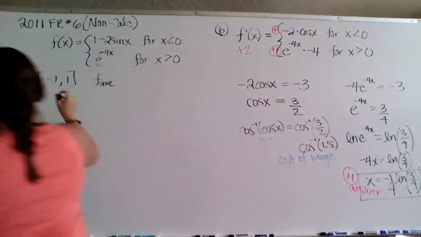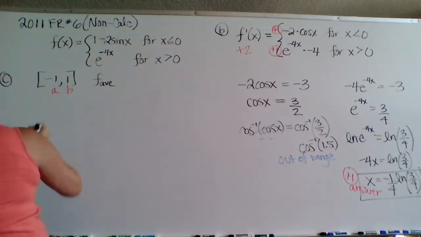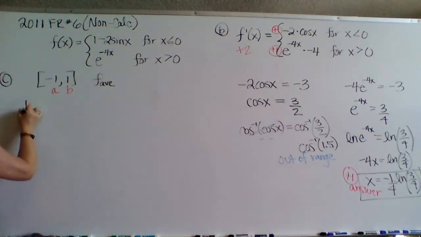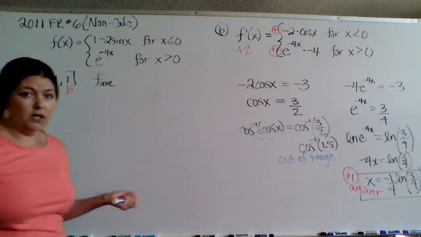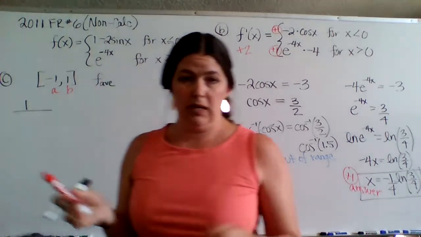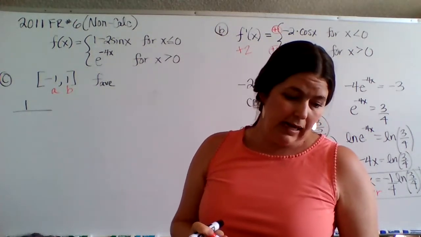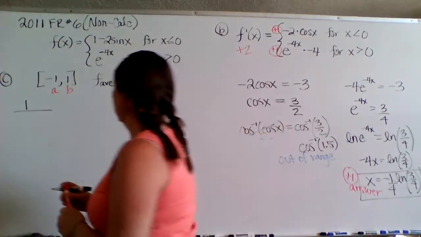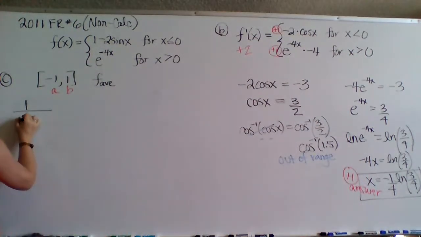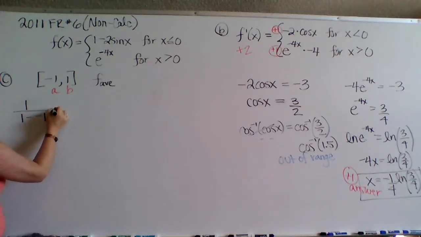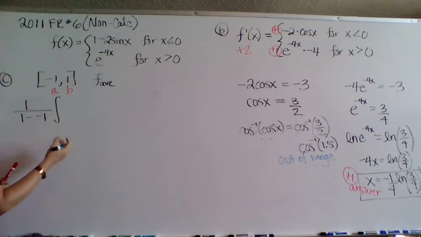So we know this is our closed interval, so this is A and this is B, and we know our formula for fave. Hopefully it's on your list of things to know, and you might want to have that piece of paper ready with you tomorrow for your exam. And if A is -1 and B is +1, isn't it 1 over B minus A? So 1 over 1 minus a -1, right? That's the first part, times, and then you do the integral from A to B.